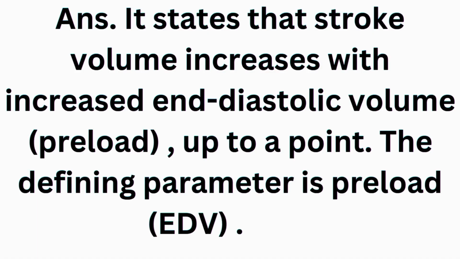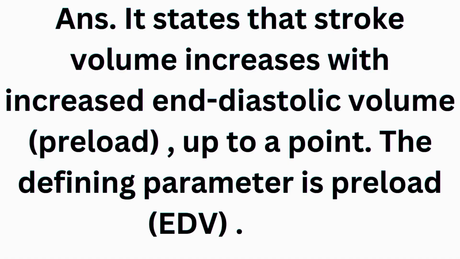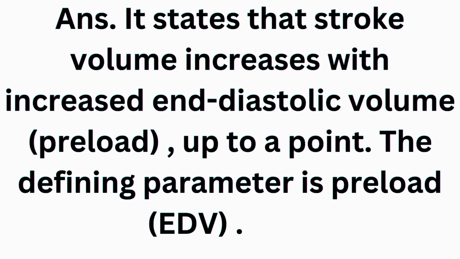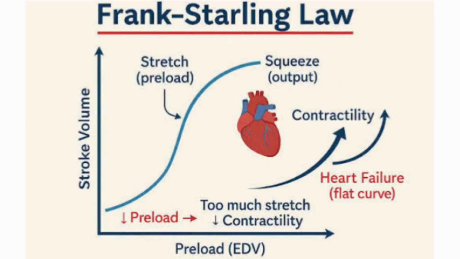This allows the heart to automatically pump out the exact volume of blood that flows into it, maintaining a perfectly balanced circulation. The fundamental parameter that defines the Frank-Starling mechanism is the preload, which is technically measured as the end diastolic volume or the end diastolic pressure.